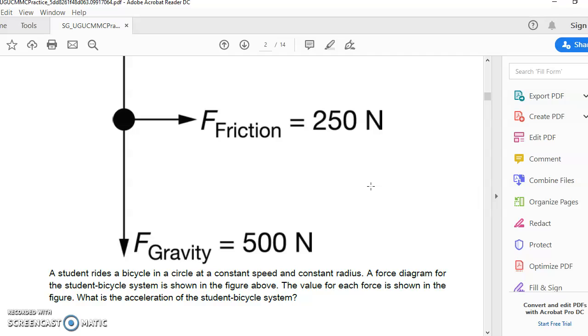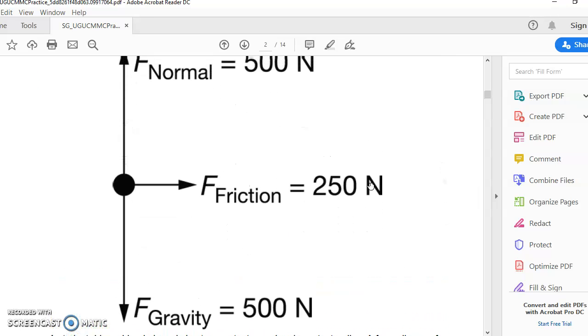Alright, a student rides a bicycle in a circle at a constant speed and a constant radius. A force diagram for the student-bicycle system is shown. The value for each force is shown. What's the acceleration? So we know the net force right now, just by looking at it, is 250, because the 500s cancel out.